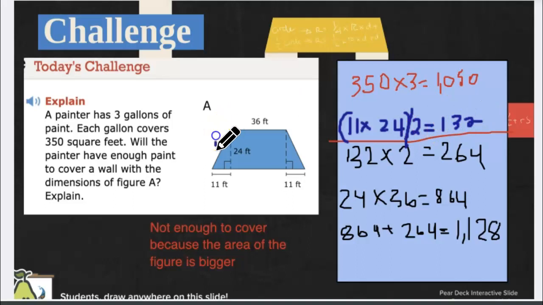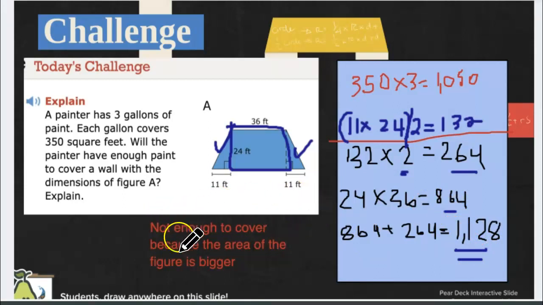But since there are 2 of them, this one and that one, she multiplied it by 2 because there are 2 triangles, to get 264. And then 24 times 36 is the area of the rectangular shape, which gives us 864, and she added it up to get 1,128. So not enough to cover, because the area of the figure is bigger and needs more paint than the available gallons of paint.